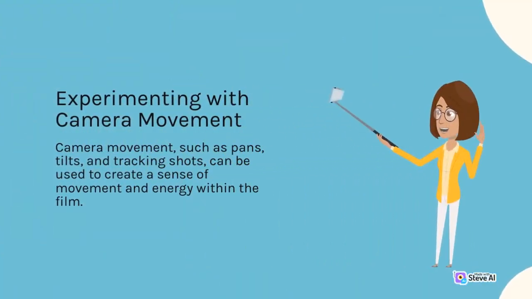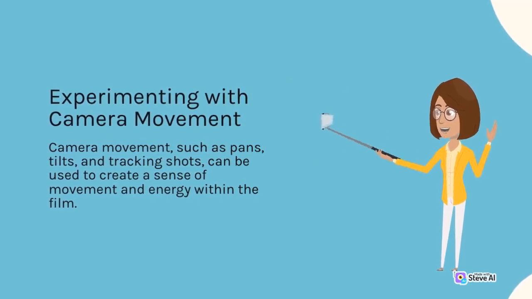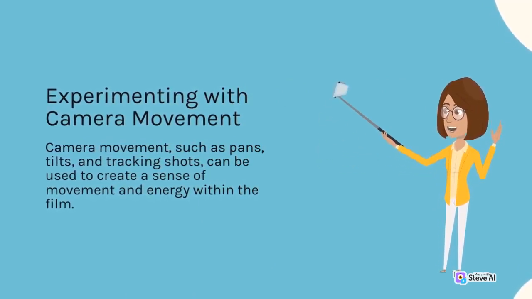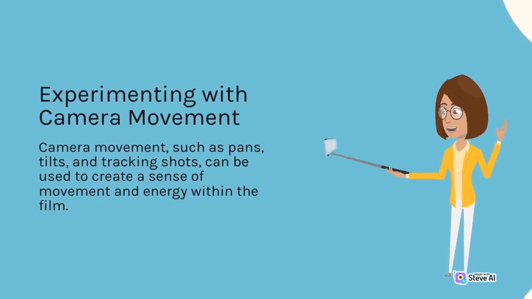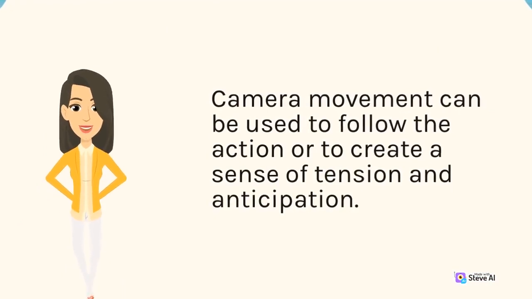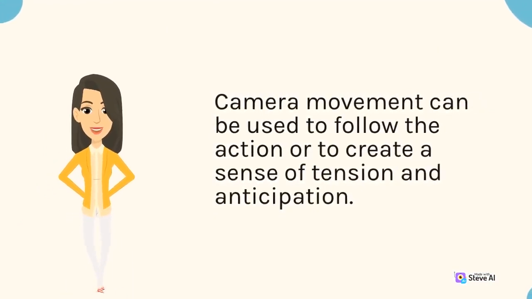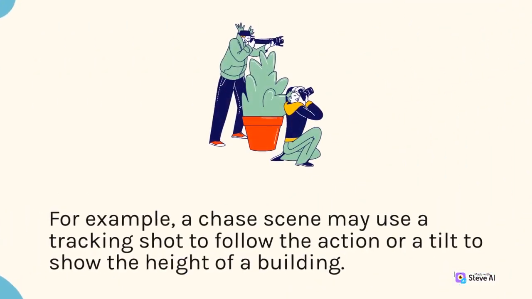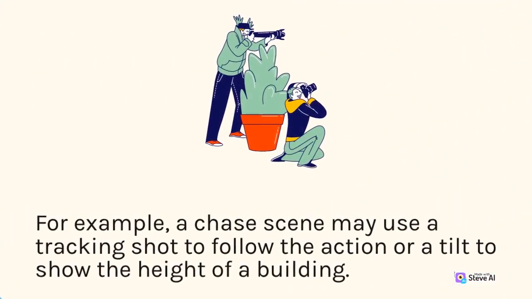Experimenting with camera movement. Camera movement, such as pans, tilts, and tracking shots, can be used to create a sense of movement and energy within the film. Camera movement can be used to follow the action or to create a sense of tension and anticipation. For example, a chase scene may use a tracking shot to follow the action or a tilt to show the height of a building.